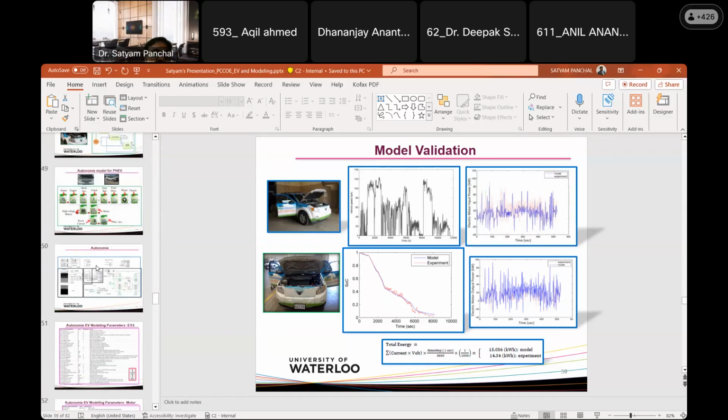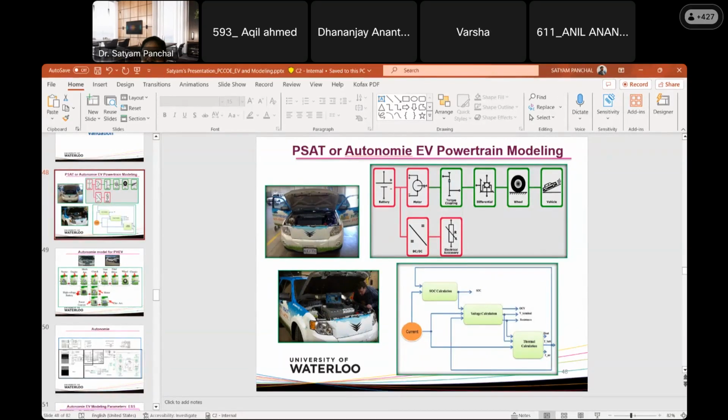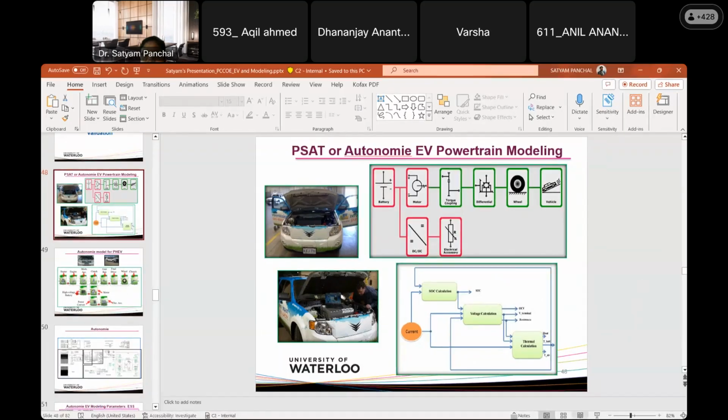Hello, sir. There are several questions in the chat box. Should I read them for you? Yes, please. So one question from Venkatesh is, are PSAT and Autonomie software open source? No, it is very expensive. At that time, before 15 years, in 2010, we paid almost $25,000. So right now, probably it is expensive. I don't know right now, but inquire.